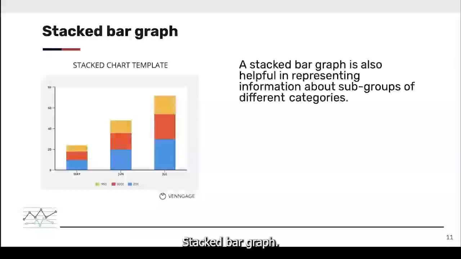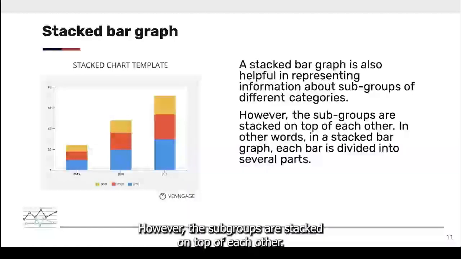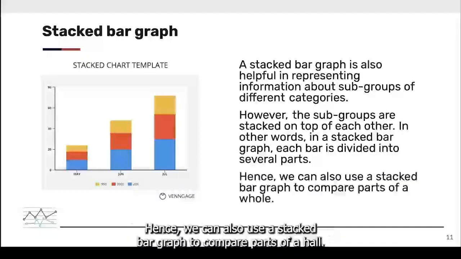Stacked bar graph. A stacked bar graph is also helpful in representing information about subgroups of different categories. However, the subgroups are stacked on top of each other. In other words, in a stacked bar graph, each bar is divided into several parts. Hence, we can also use a stacked bar graph to compare parts of a whole.